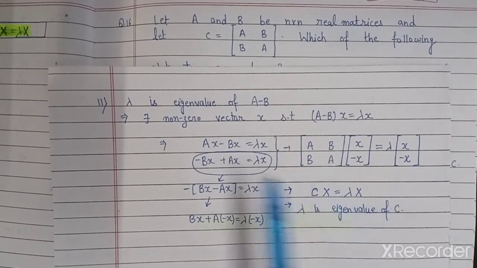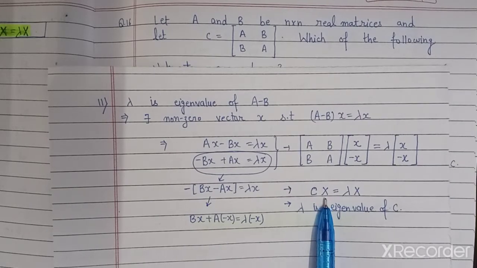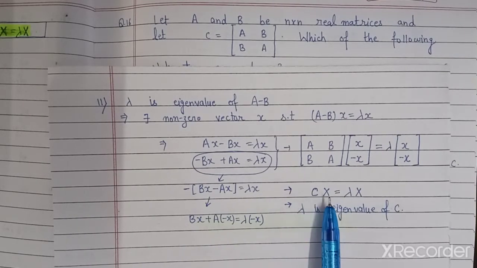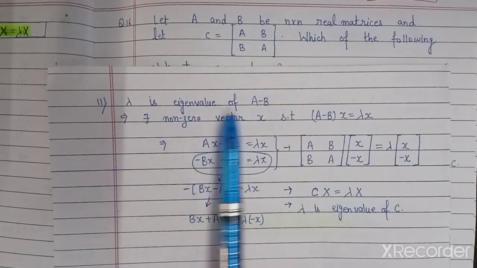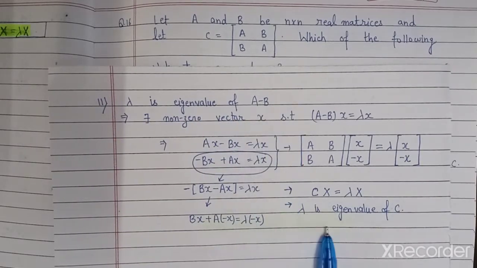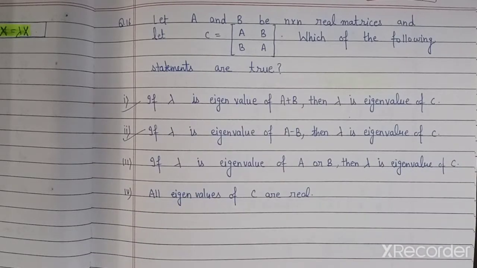And again, as small x is non-zero, this implies capital X is also non-zero. So capital X is non-zero and C times capital X is equal to lambda times capital X. This implies lambda is an eigenvalue of C. So given an eigenvalue of A minus B, we get an eigenvalue of C. This implies option number second is also true.